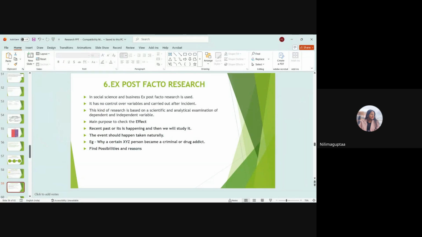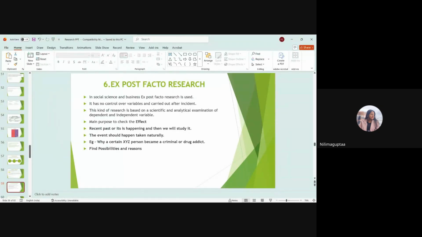Now, the another type of research that we have is ex post facto research. Now, this research is mostly used in social science and businesses, and it has no control over variables. I will be explaining what is variable in experimental research, but in short, variables are the factors because of which your research might get changed. So there are so many factors in a research.